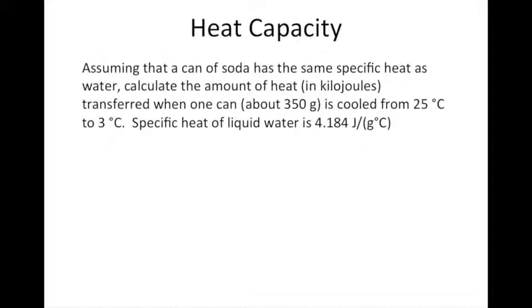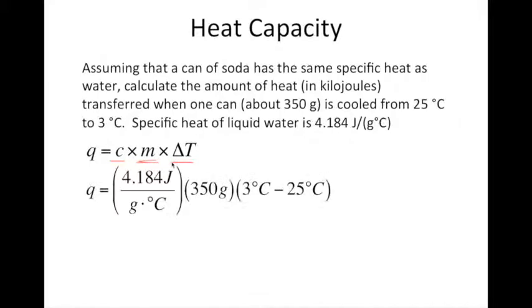Okay, so we have a soda can that has the same specific heat as water. Calculate the amount of heat that's transferred when one can is cooled from 25 to 3 degrees Celsius. So here we're looking for the amount of heat, which would be Q, and we're given the specific heat, we assume it's the same as water. We know the mass of our object and the change in temp, we can figure that out. So if we plug those values in, we should get something like this.